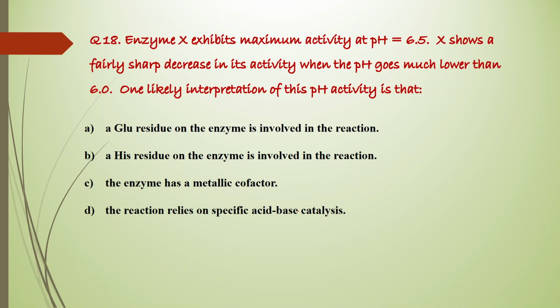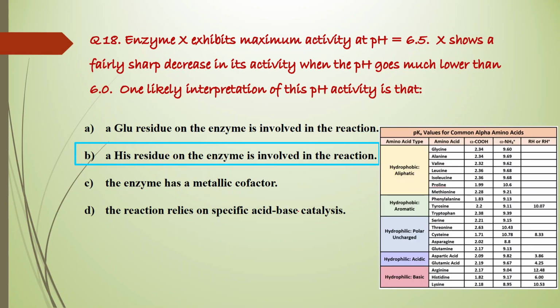The first option is a glutamic residue on the enzyme which is involved in the reaction. That is, a glutamic residue is on the catalytic site of the enzyme. A histidine residue is on the catalytic site of the enzyme that is involved in the reaction. That is your second option. The third option is the enzyme has a metallic cofactor, and the fourth option is the reaction relies on specific acid-base catalysis. So choose your option and then I will show. You should already guess. Okay. Yes, absolutely. The correct option is option B.